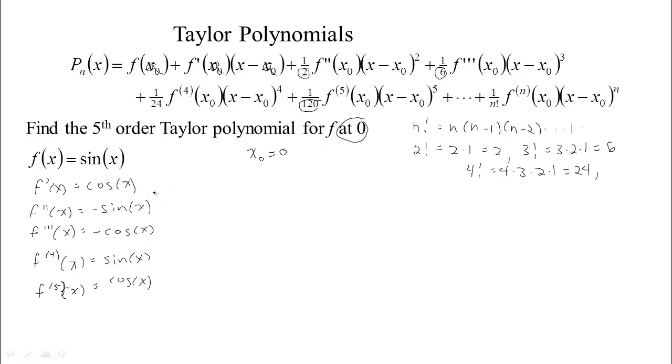So if the center point is 0, sometimes we call that a Maclaurin series or a Maclaurin polynomial. We'll just call it a Taylor polynomial. Let's see. f prime at 0, that would be the cosine of 0, which is 1.